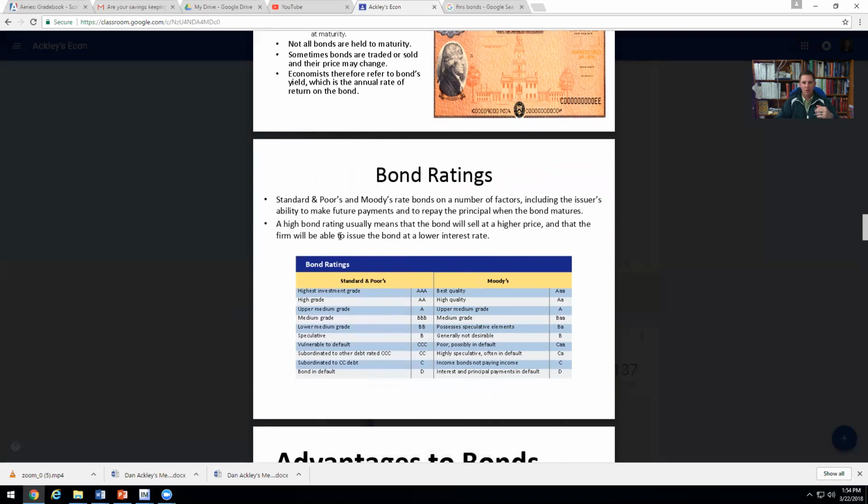And as it says here, a high bond rating usually means that the bond will sell at a higher price and that the firm will be able to issue the bond at a lower interest rate. So basically, the more guarantee the company is to paying it back, the more sure a bet it is for you, but you're also going to receive a lower interest rate. Again, the less risk is involved, the lesser interest rate. But you may not be looking for risk. You may be looking for an automatic payout at a certain time, and so that's an option. It just depends on who you are.